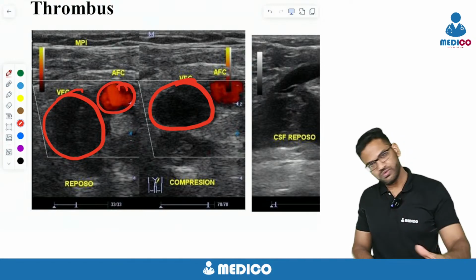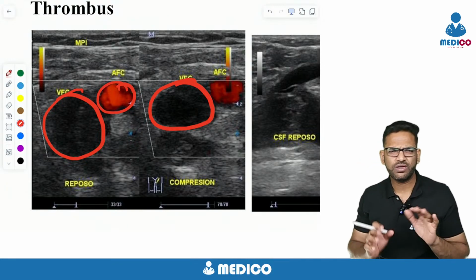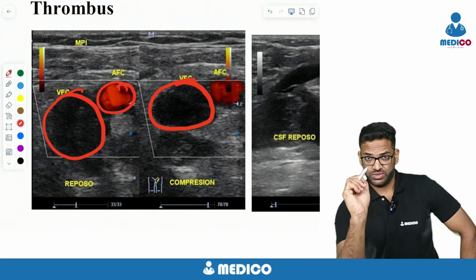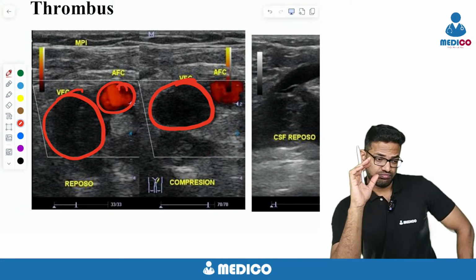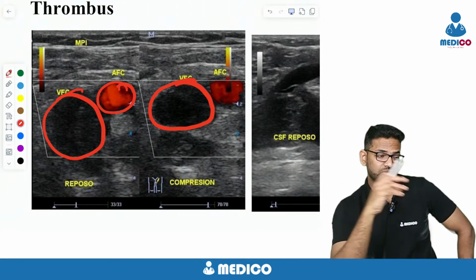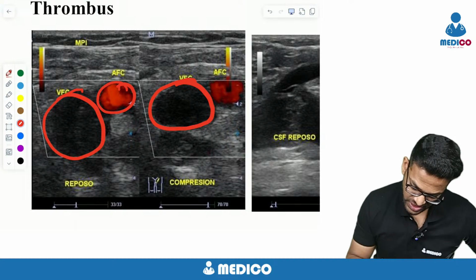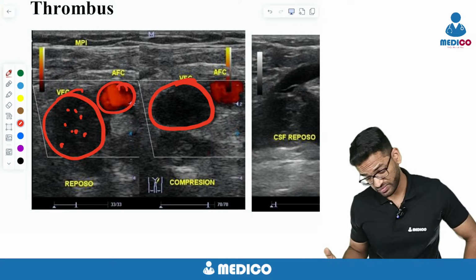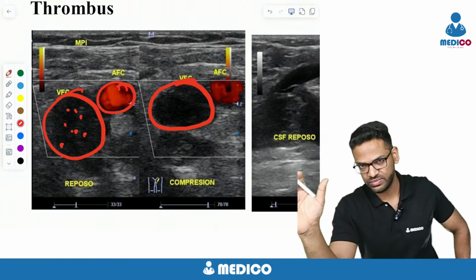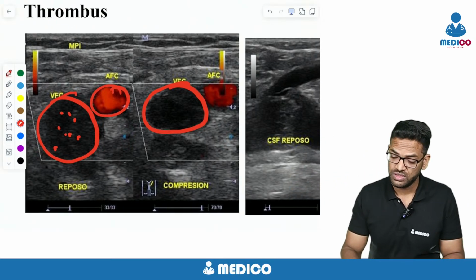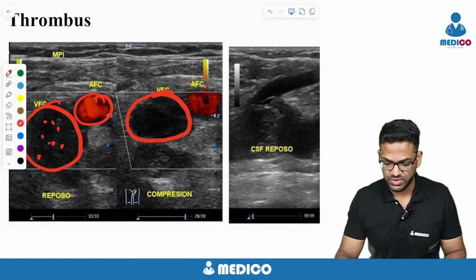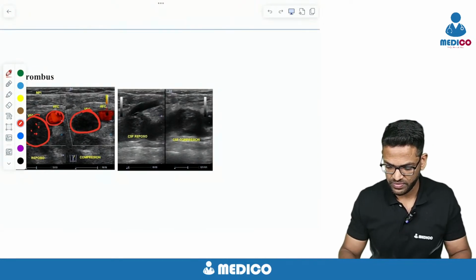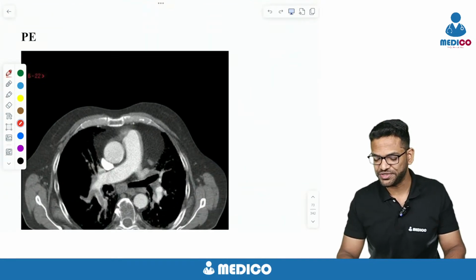This is how a thrombus will look. First of all, there will not be flow, or maybe minimal flow depending on the size of the thrombus, but compressibility is another MCQ at your doorstep. Now, these are the features how you confirm a thrombus. One is you see an echogenic stuff inside the vessel. This is echogenic stuff inside the vessel, right? And there is no flow, and it is non-compressible, right? This is how you diagnose a thrombus. Okay, so I'll go back. Yeah, so 3 MCQ questions right there.